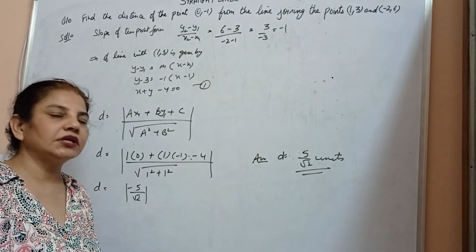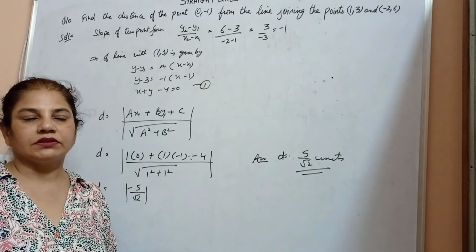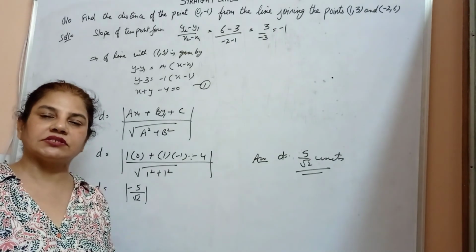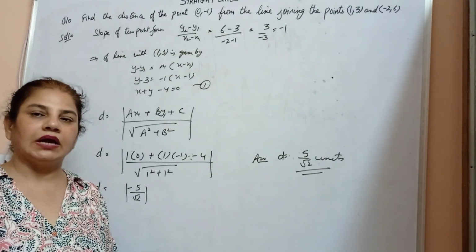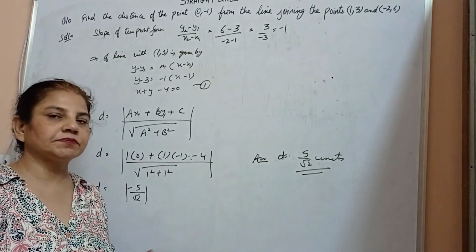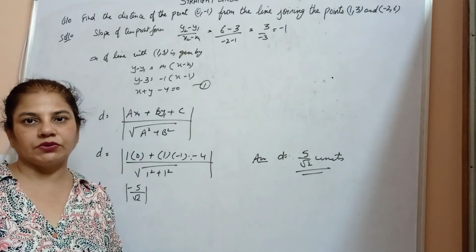I hope this general equation of the line is much more clear to you. Reducing the line into the slope intercept form, normal form, the intercept form, and the distance between the two lines is much more clear to you.